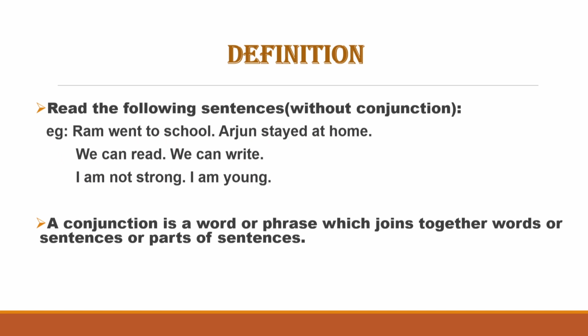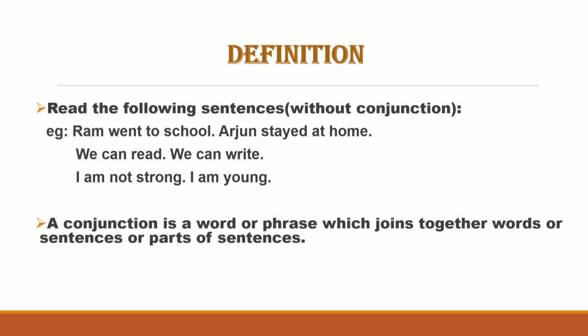So what are conjunctions? A conjunction is a word or phrase which joins together words or sentences or parts of sentences. Now let us understand it with the help of some examples. So read the following sentences. These are sentences without the use of any conjunction.